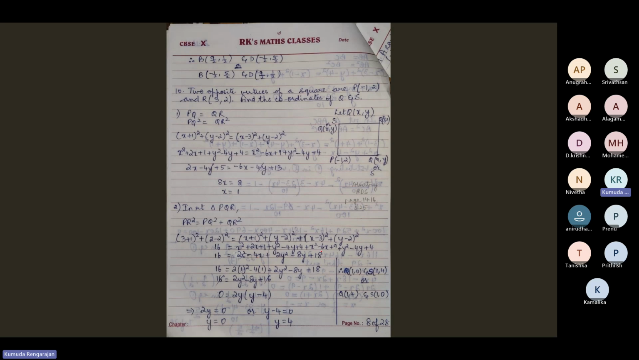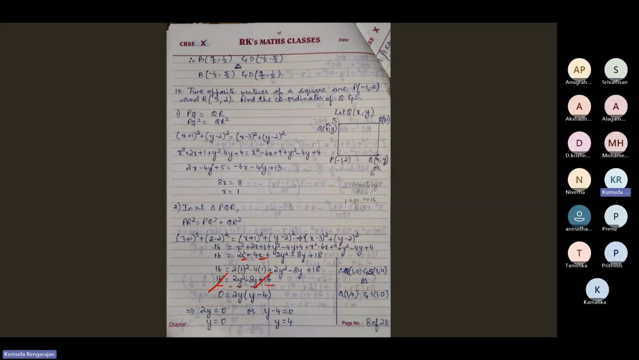So what I have done is I've expanded, and then after simplifying, x is 1, so I've substituted. Then y remains in the equation. We get a quadratic equation. You see here, 16 is equal to 2y square minus 8y plus 16. So plus 16 on either side gets cancelled. So we have 2y square minus 8y. 2y square minus 8y is quadratic, but we don't have all the three terms. Only when you have all three terms can you solve by splitting the middle term.